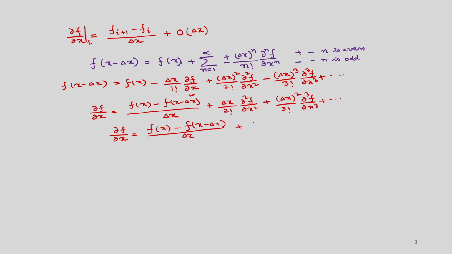And what is the order of this truncation error? It is delta x. Okay. So, you can see that we are using 2 points, f x and one backward point f x minus delta x. So, as you are using a backward point, it is known as backward difference approximation.